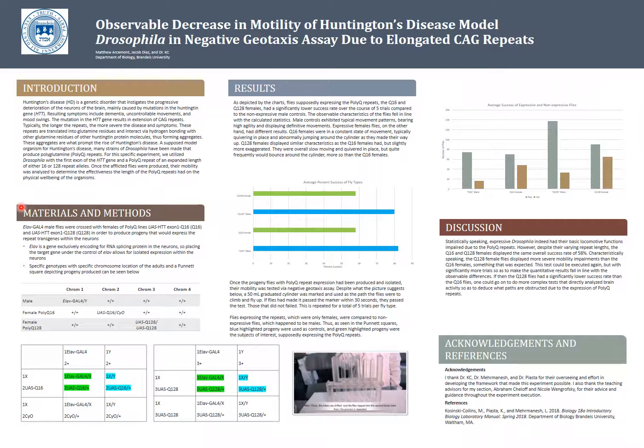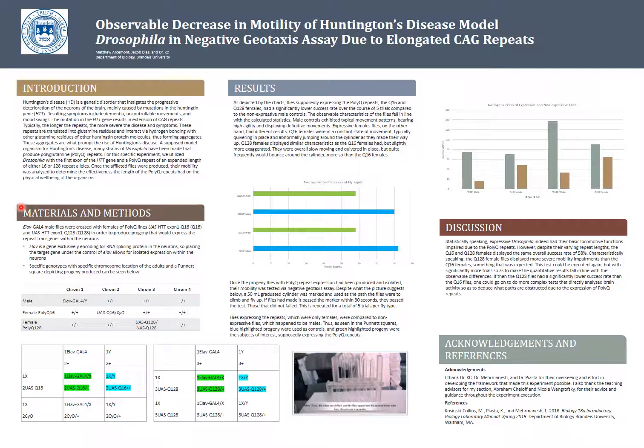Now, statistically speaking, we would have expected the Q128 females to have a lower success rate than the Q16, but that is not what we see here. They are equal for the success rate. But characteristically speaking, we received what we expected. The Q128 had exaggerated abnormal movements, whereas the Q16 had that, just lesser, and then the males, the controls, had normal movements. I would like to see this test executed again so that we can get the characteristic results to match the statistic results.